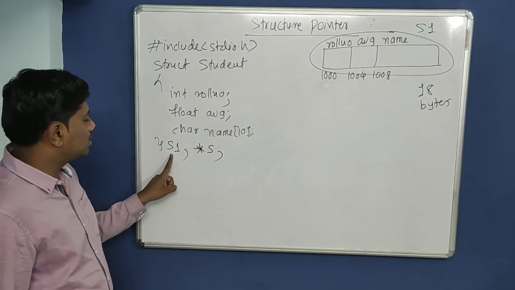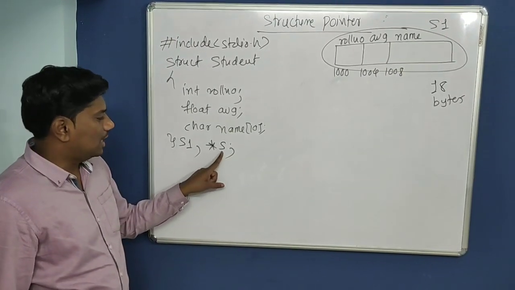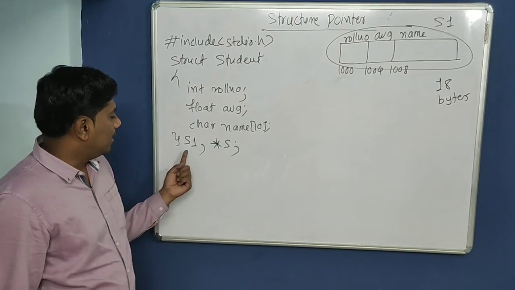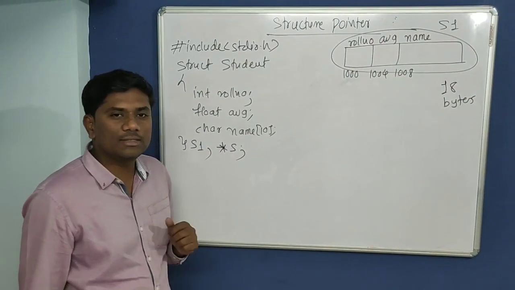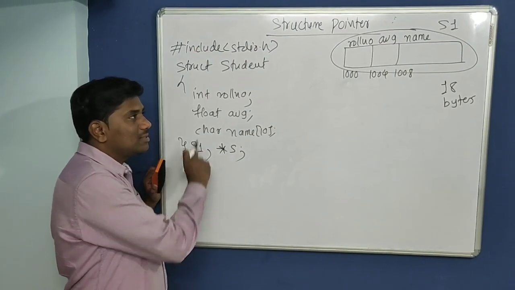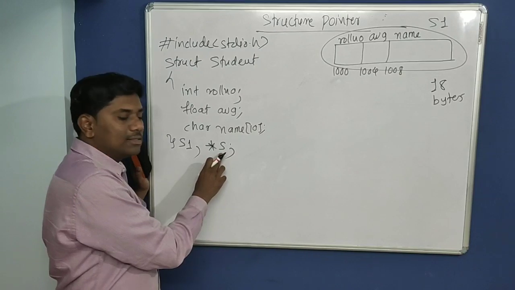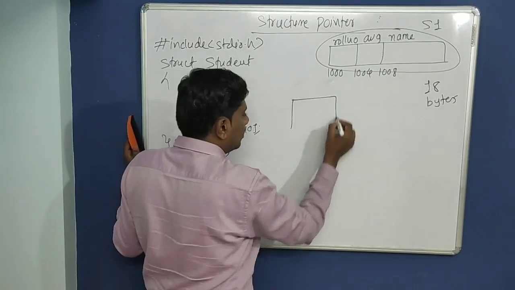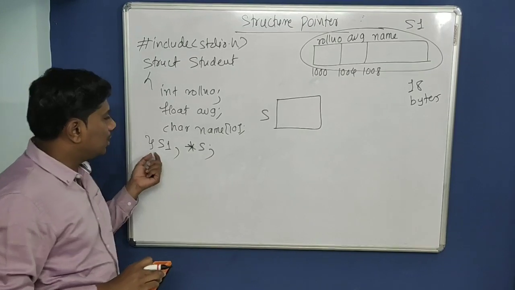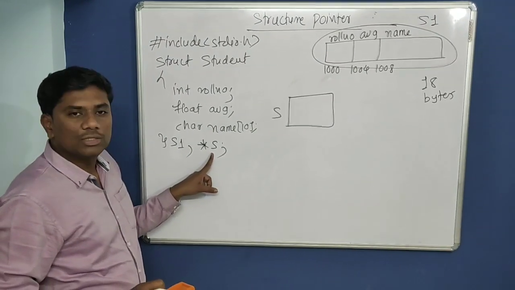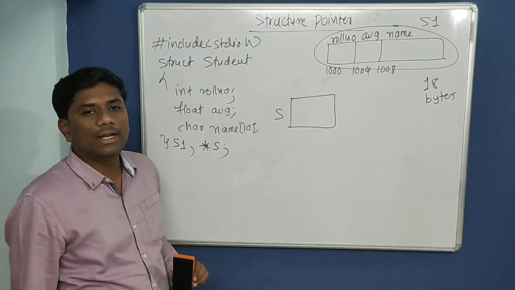Now see, S1 is a simple structure variable and S is a structure pointer. Getting? How to declare a structure pointer? Star and then S. Now please remember that the type of S1 and S is the same. But what is the difference between S1 and S? S1 is a simple structure variable. S1 can hold int, float and character or string values. But S is a pointer variable. It can't hold values. It will hold the address of another structure variable. So for that purpose, we have taken another variable as S1 and we have taken the structure pointer as S. So this S will be used for storing the address of S1.